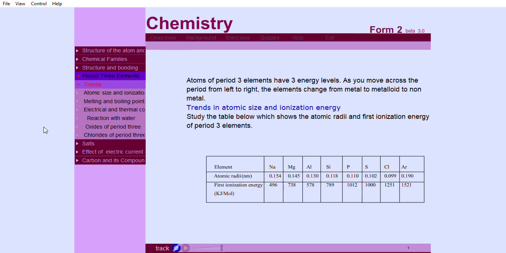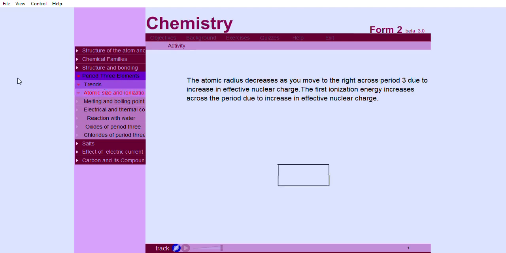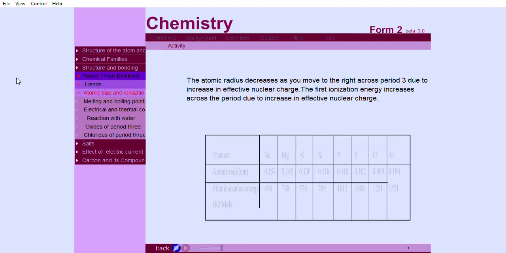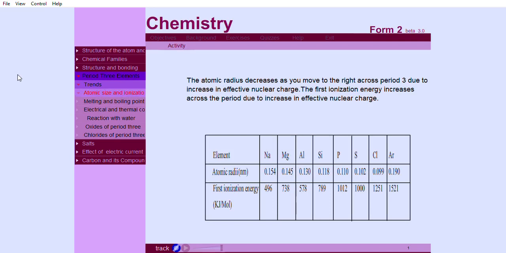Study the table below, which shows the atomic radii and first ionization energy of period 3 elements. The atomic radius decreases as you move to the right across period 3 due to increase in effective nuclear charge. The first ionization energy increases across the period due to increase in effective nuclear charge as you move across the period.